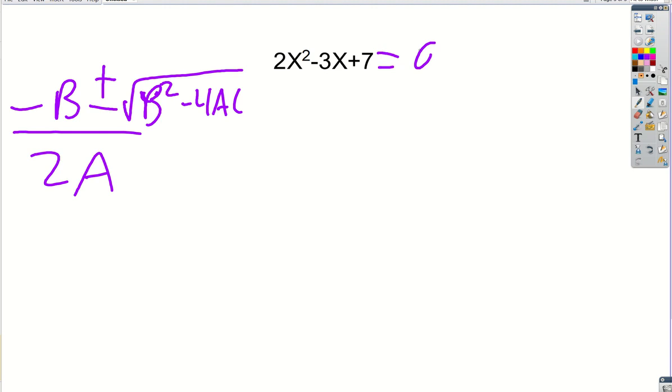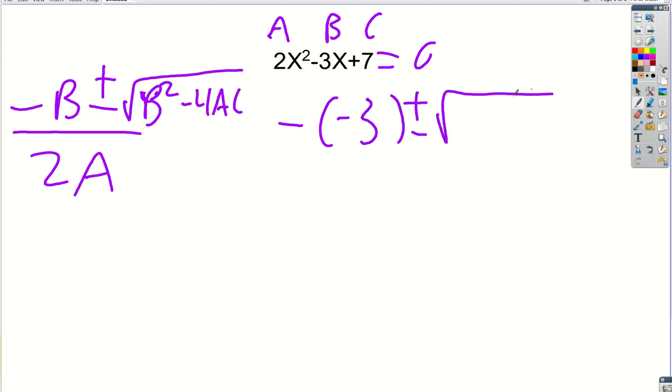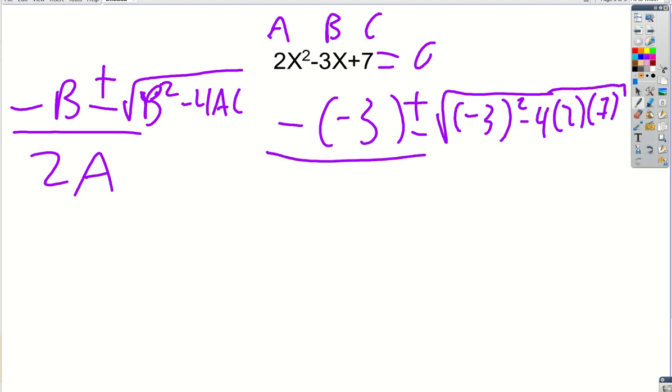So this technique will work every single time, no matter what. I just have to label a, b, c. So then I have negative 3 for my b, plug it in, plus or minus negative 3 squared minus 4 times a times c. And then all of that's going to be over 2a.